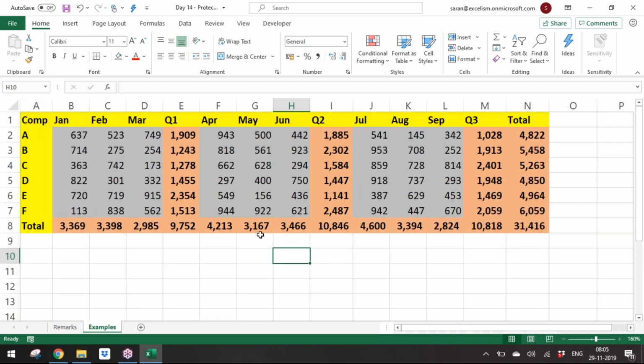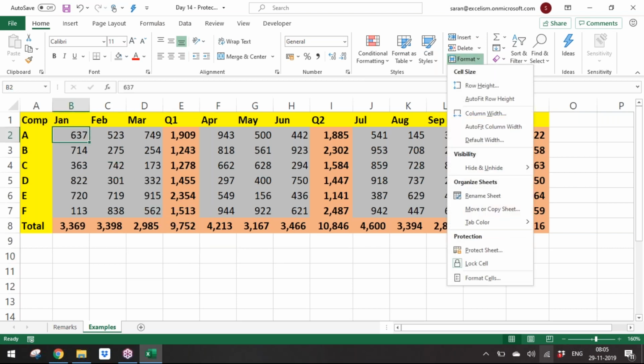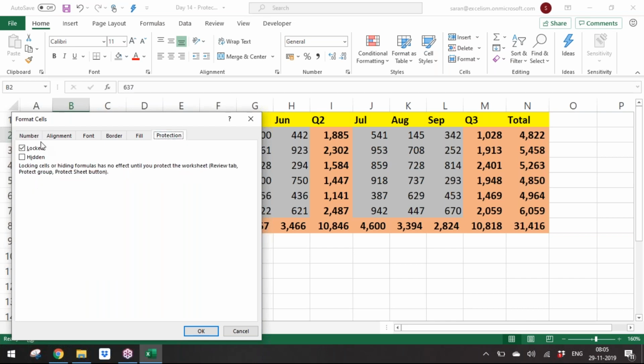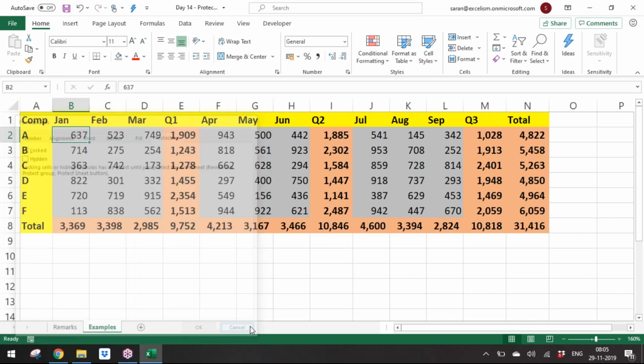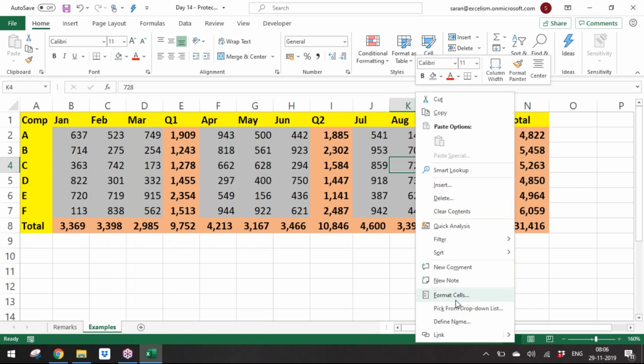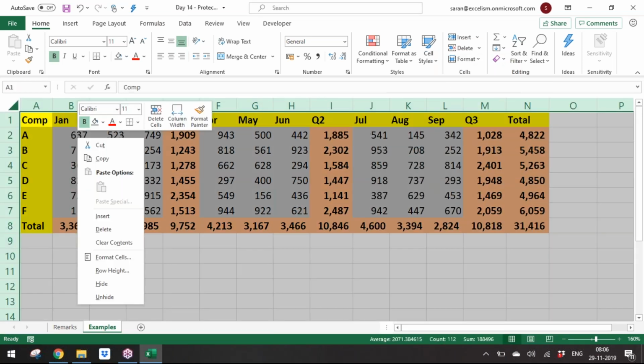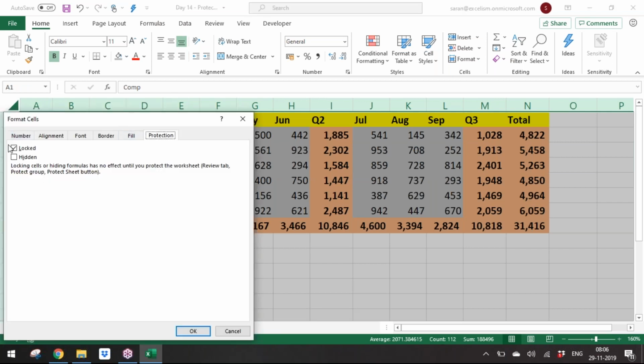Now there is the data. I said by default every cell is a locked cell. How do you know that? Just go to Format Cells, the locked option got enabled. Or to prove it, right click, Format Cells, then Protection, the Locked box is ticked. By default, every cell is locked. Or select the entire data, right click, Format Cells, Locked is fully ticked. That means every cell is locked.